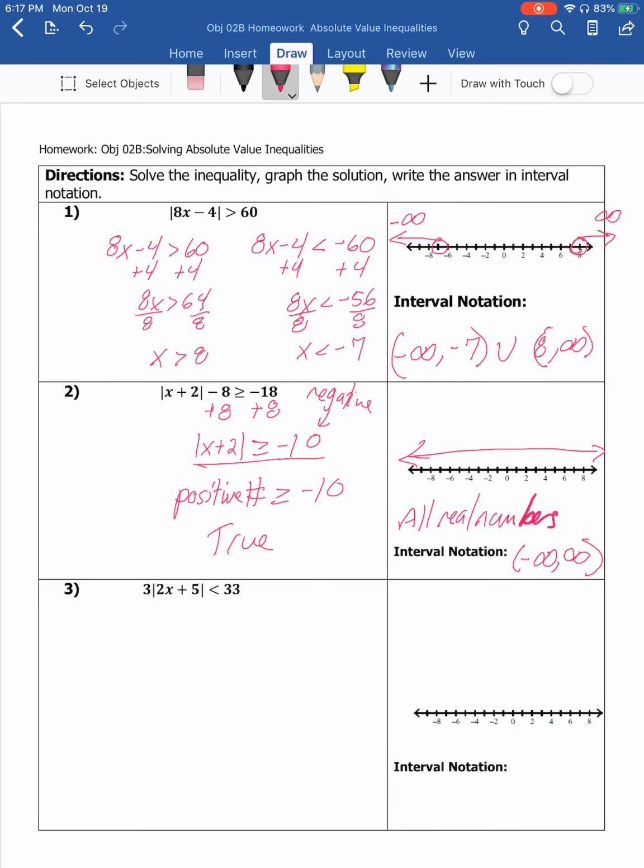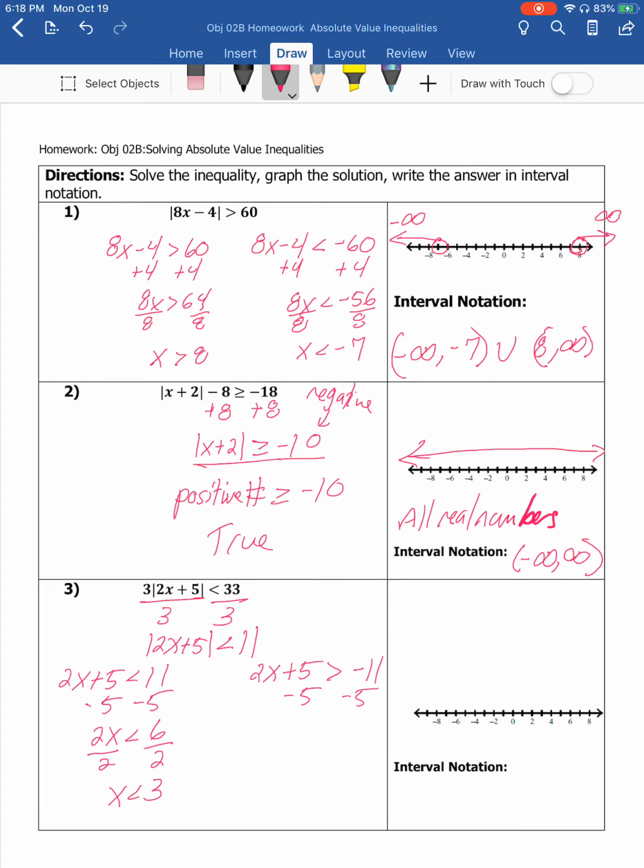Number 3, first thing I do is I divide by 3. This is the absolute value of 2x plus 5 is less than 11. I solve it twice. 2x plus 5 is less than 11. 2x plus 5, I keep my inside absolute value, change this to greater than, change this to negative 11. I subtract 5. This is going to be 2x is less than 6. Divide by 2. X is less than 3.